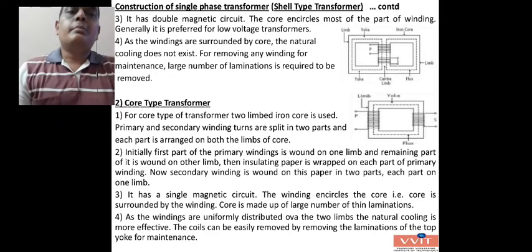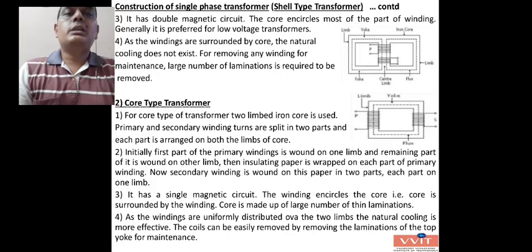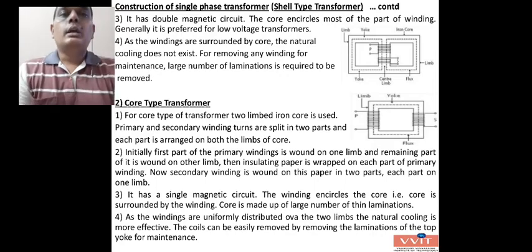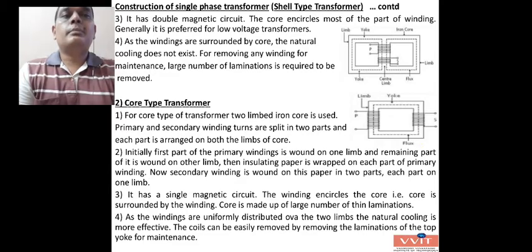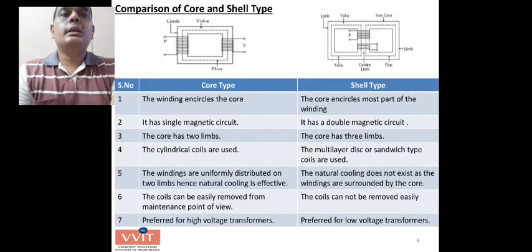Primary and the secondary windings are split into two parts, and each part is arranged on both the limbs of the core. Initially, the first part of the primary winding is wound on one limb, and the remaining part of the winding is on the other limb. That means half of the winding is placed here, half of the winding is placed here.